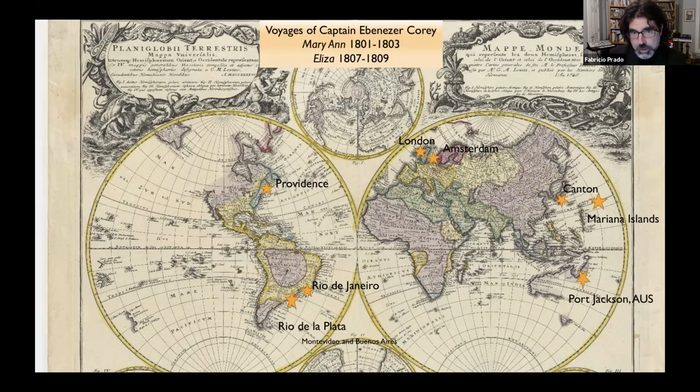And that's the story here that I'm going to go into in detail now, for us to have an idea of how intricate and globally connected this circuit was. So Ebenezer Corey did not know, when he left Providence in March of 1806, he never suspected that that was the last time he would see his wife, Mrs. Corey, and their son, Alan.